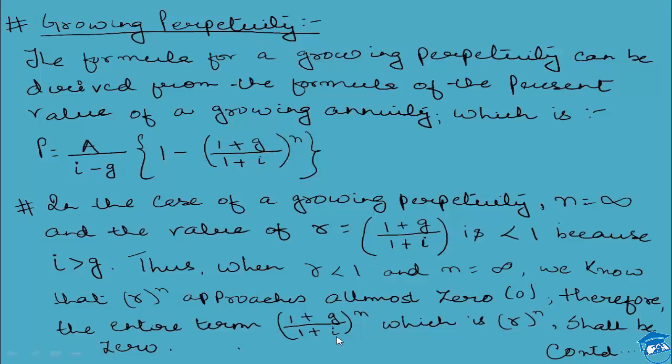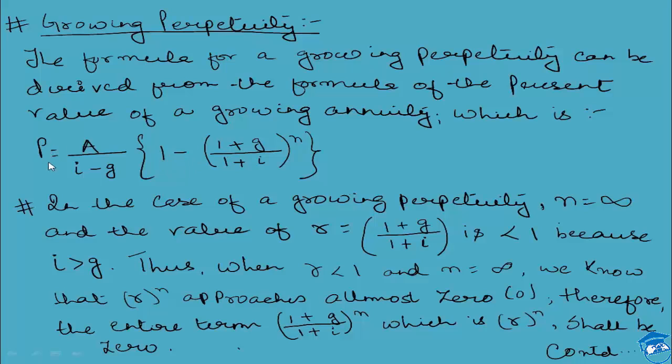So the entire term eventually reduces to P is equal to A upon (I minus G), within curly brackets 1 minus 0. Why 1 minus 0? Because in actuality this entire term within the small bracket, (1 plus G upon 1 plus I) to the power of n, is actually the representation of R to the power n. In a nutshell, the term 1 plus G upon 1 plus I is a common ratio, that is R, and when R is raised to the power n, it takes the form of R to the power of n. But since n is equal to infinity, therefore R to the power n becomes 0 as per the rule. Therefore, this entire term reduces down to 0, thereby leaving us with the expression P is equal to A upon (I minus G), within curly brackets 1 minus 0, that is 1 minus 0 is 1.